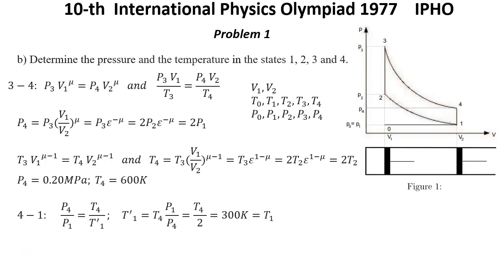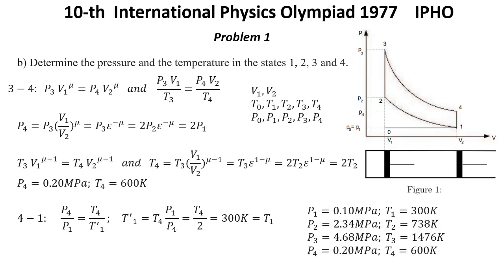For the final isochoric process 4-1, we have P4 over T4 equal P1 over T1. So it means that T1 equal T4 multiplied by P1 over P4, or T4 over 2, or the initial 300 Kelvin, which is T1. So finally we got all numbers for all points for T and P. That was a solution for question B.